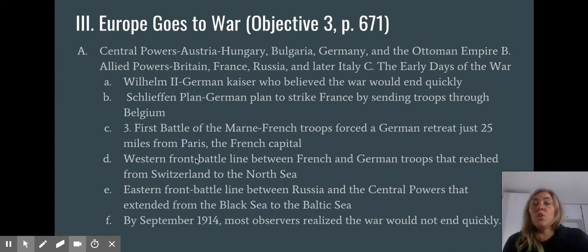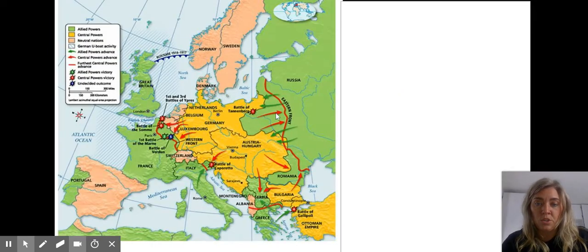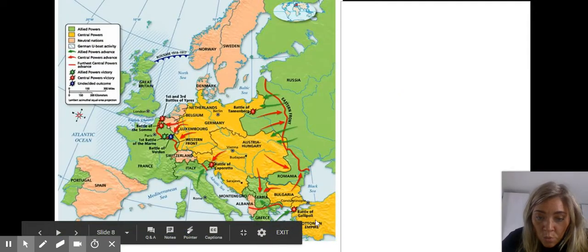Okay, so Europe goes to war. And here are the sides. We've got the Central Powers, which are Austria-Hungary, Bulgaria, Germany. And then versus, oh, and the Ottoman Empire, I forgot about them. Versus, so the Ottoman Empire, let me just show you, is right down here.